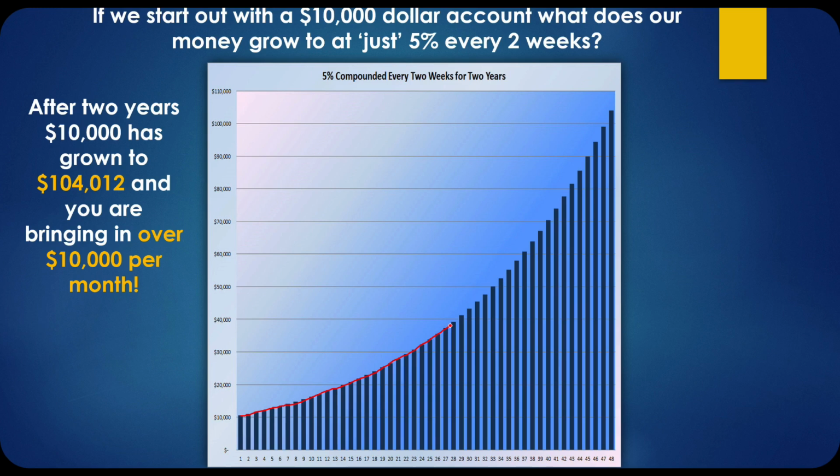It goes up gradually at first. After about a year, because you're making so much money on your money, this thing just starts to go up exponentially. So after 2 years, a $10,000 account has grown into $104,000, and you're bringing in over $10,000 per month.